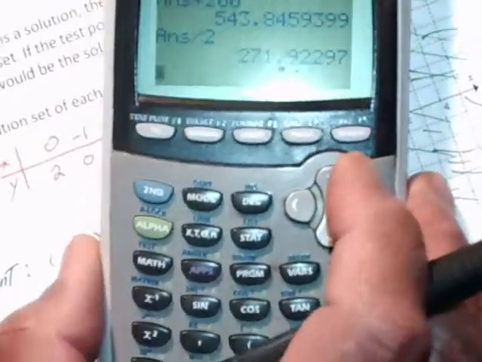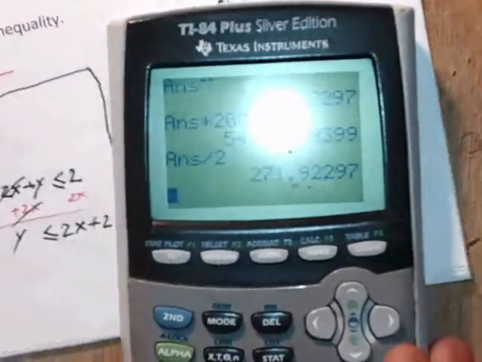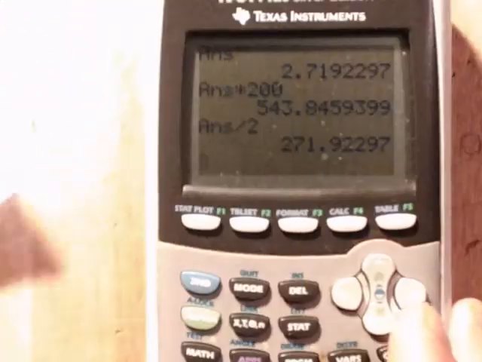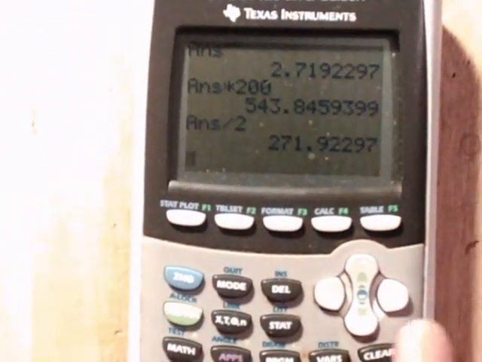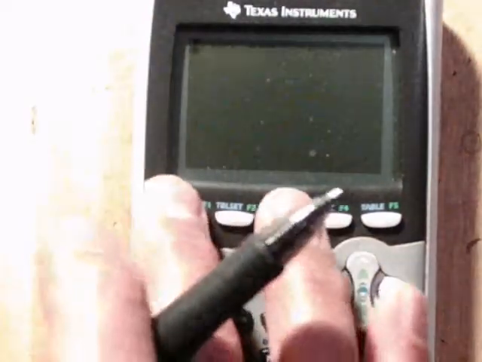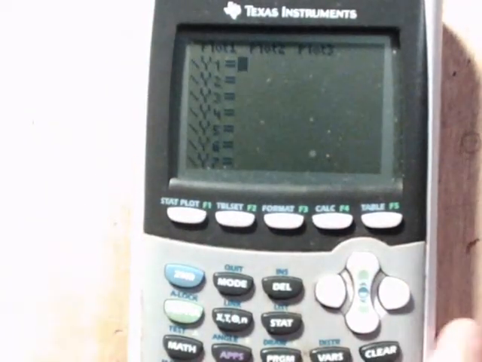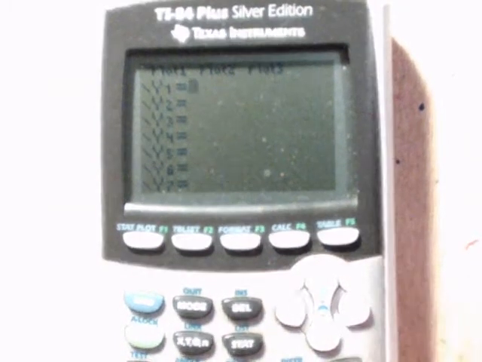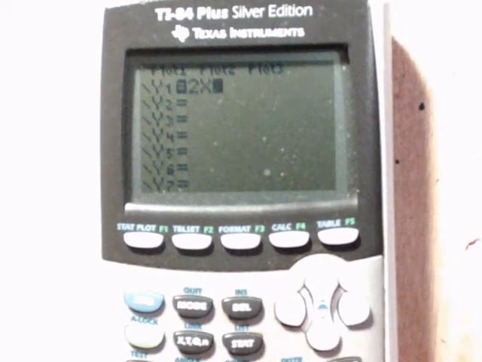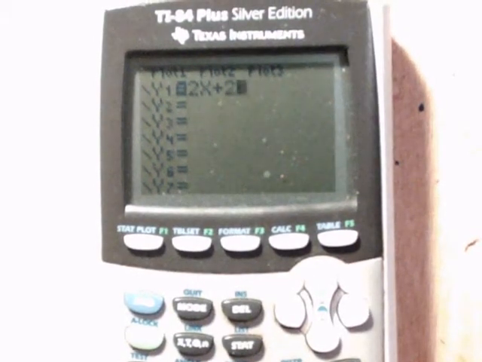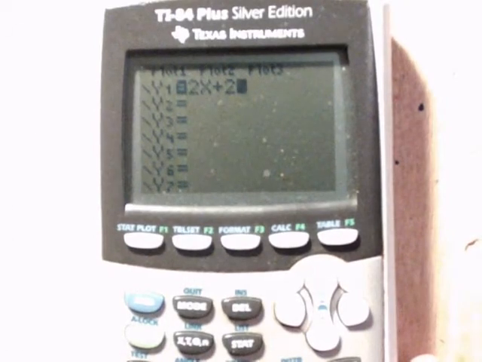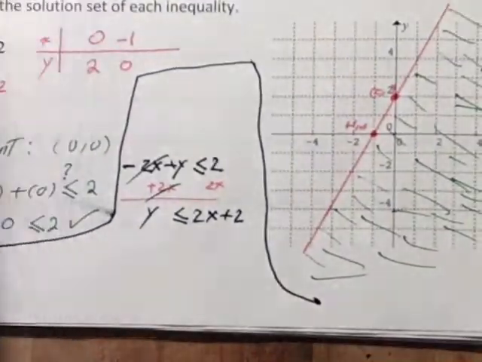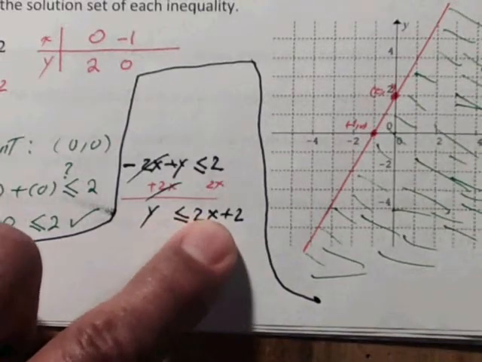Y equal to right here. Okay. I have 2x plus 2. Here we go. 2x plus 2. Okay. Right here. Y less than or equal to 2x plus 2.